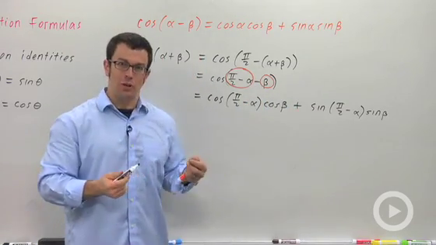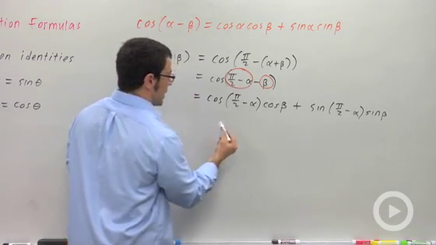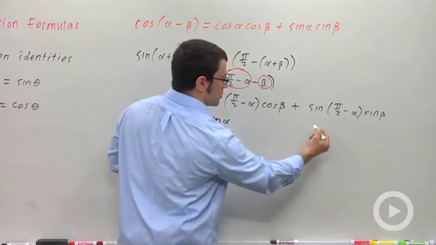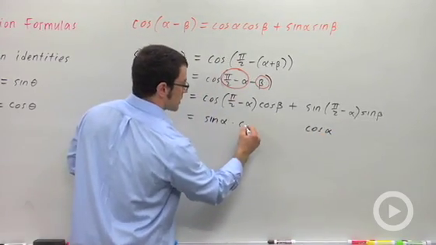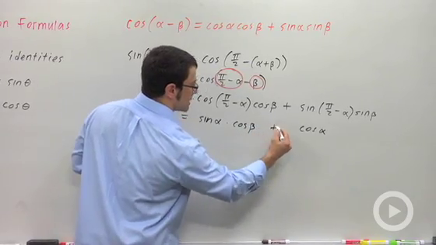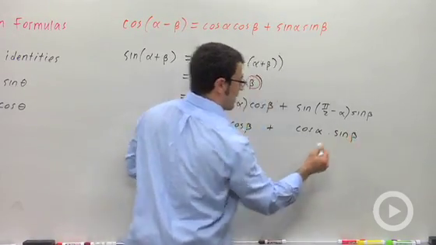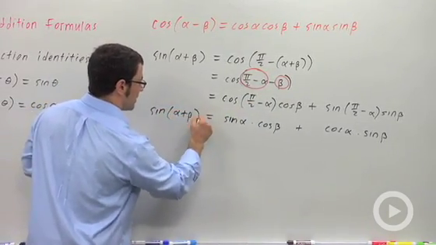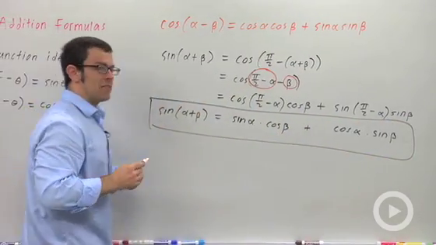Now we have two more situations where we have to use the cofunction identities. Cosine of pi over 2 minus alpha is sine alpha. And sine of pi over 2 minus alpha is cosine alpha. So it's sine alpha times cosine beta plus cosine alpha times sine beta. And that's it. That's the sine of alpha plus beta. This is the sine of a sum identity.